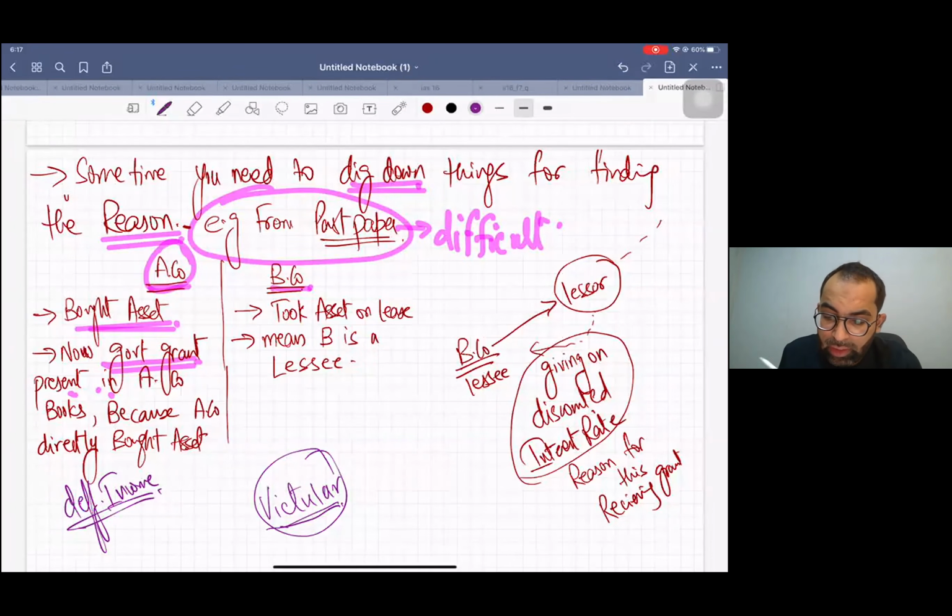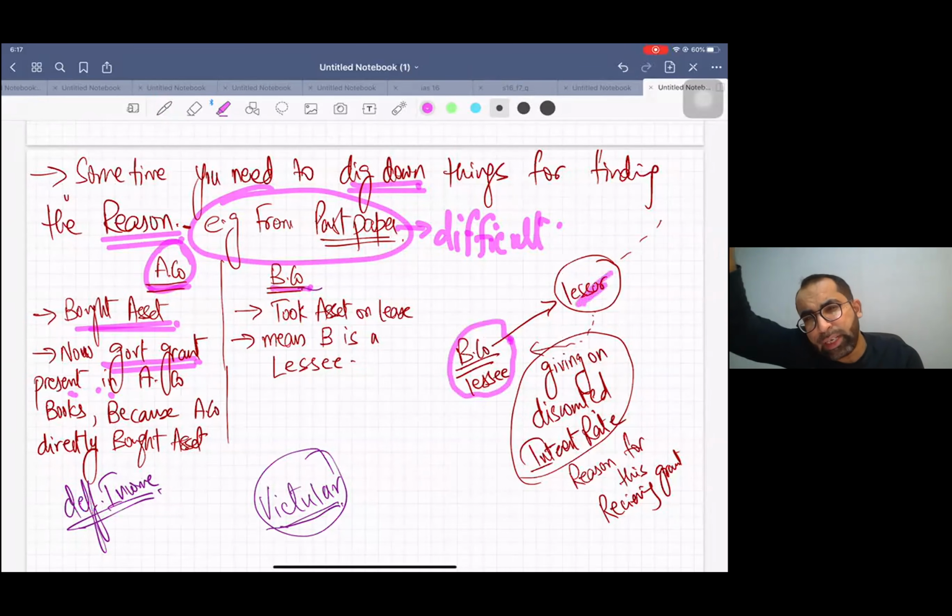Now come to B company. B company doesn't buy assets. They take assets on lease. That means B company is a lessee, and there is one more party, the other party, that is the lessor. B company never buys the asset directly. B company simply leases the asset. That means B company is lessee, and there is one more party which is lessor. And now, wait, the real game.